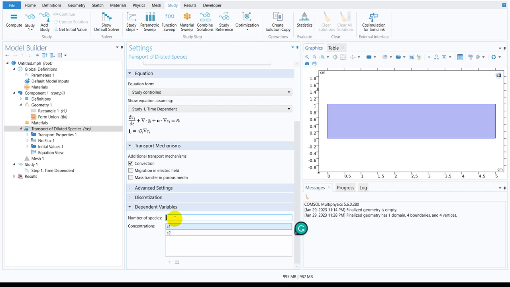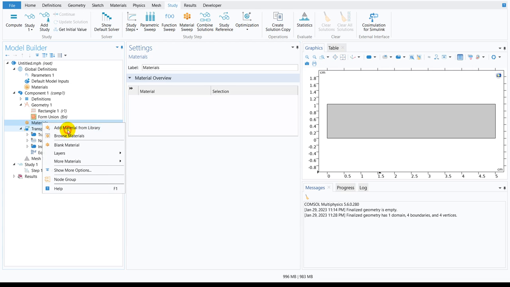If I just show you, if I make it 4, there will be C1, C2, C3, C4. But I am not working with 4 species as of now. I just need 2 species, so I keep it 2, C1 and C2.